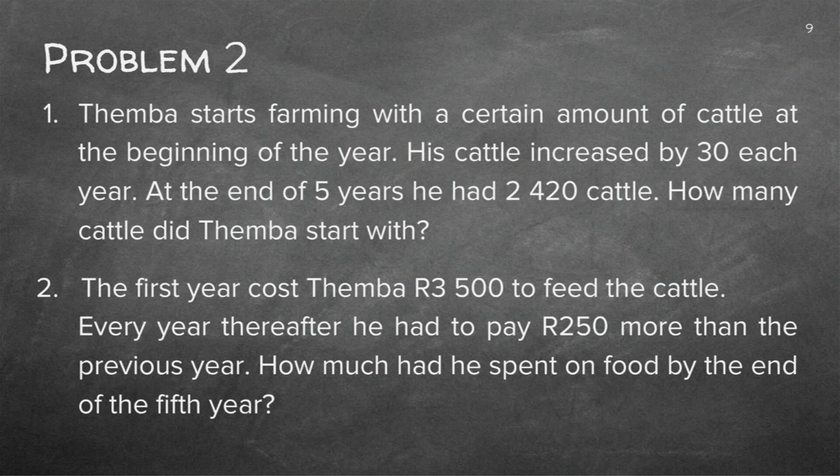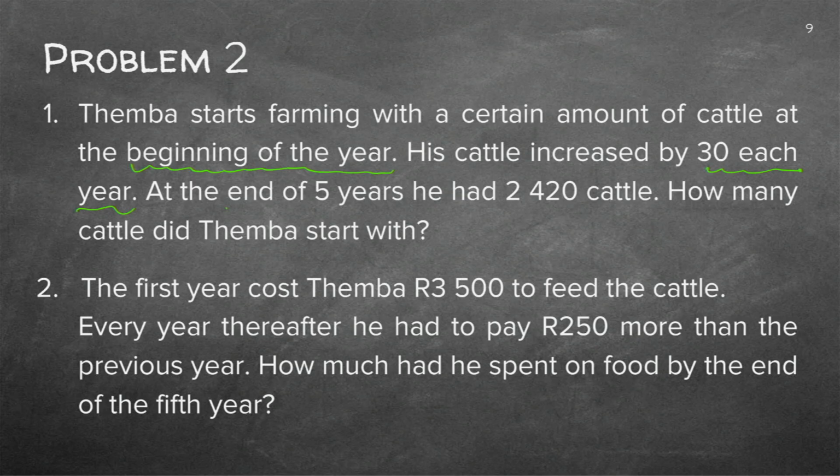Good. Let's look at problem 2. Themba starts farming with a certain amount of cattle at the beginning of the year. Now here it's important to read, they start at the beginning of the year. His cattle increased by 30 each year. So every year it increases by 30. Just think logically now. At the end of the first year, it will already have increased by 30. So the beginning of the next year will already have an increase of 30.